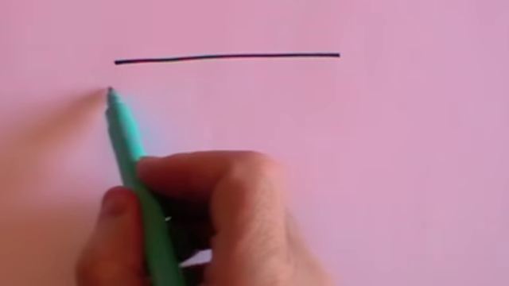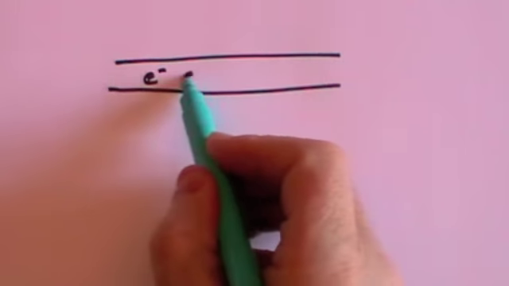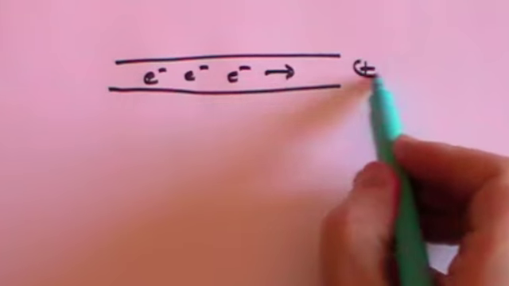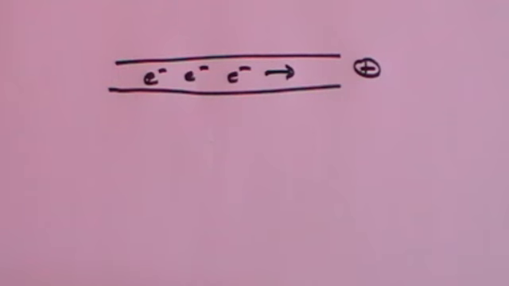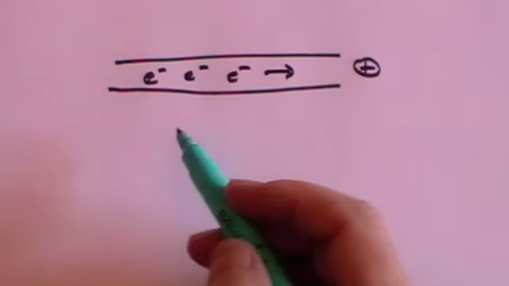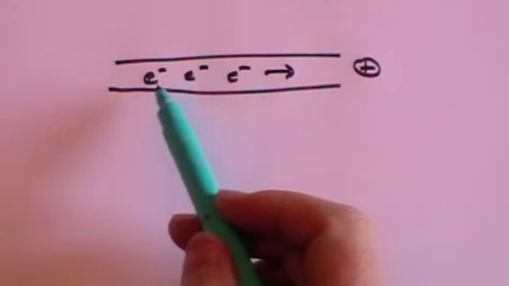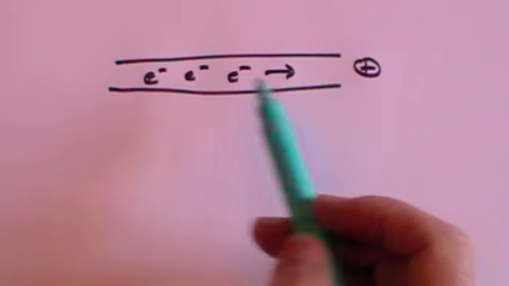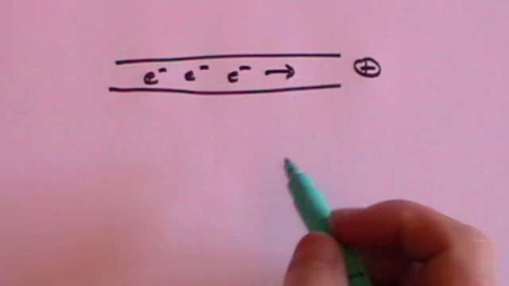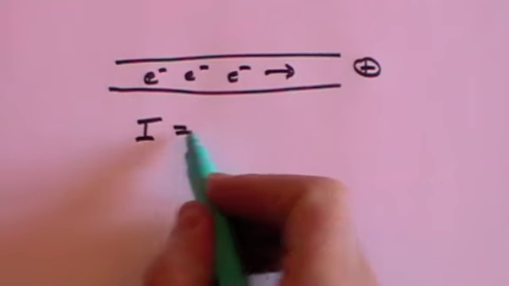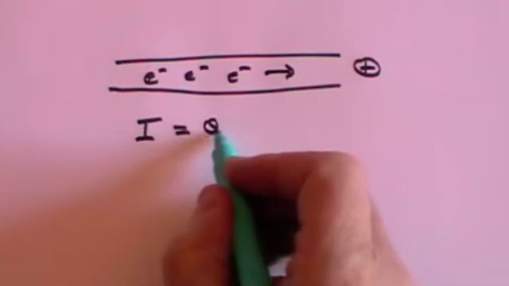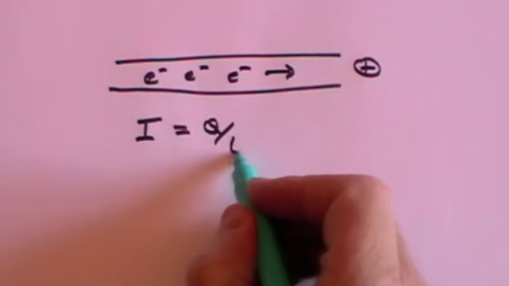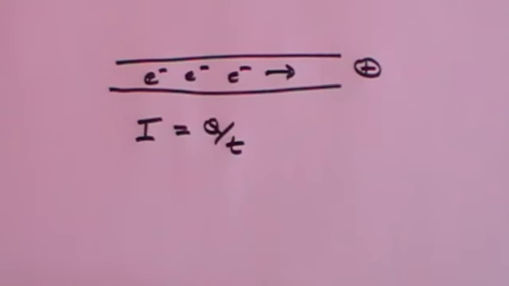Now let's think what we mean by current. I've just told you that current is essentially electrons flowing in a wire. They are moving towards the positive end of the battery. They are negatively charged. So these are lots of negative charges that are moving. And the definition of current, I, is the amount of charge divided by the time in which that charge flows. That is the definition of current.